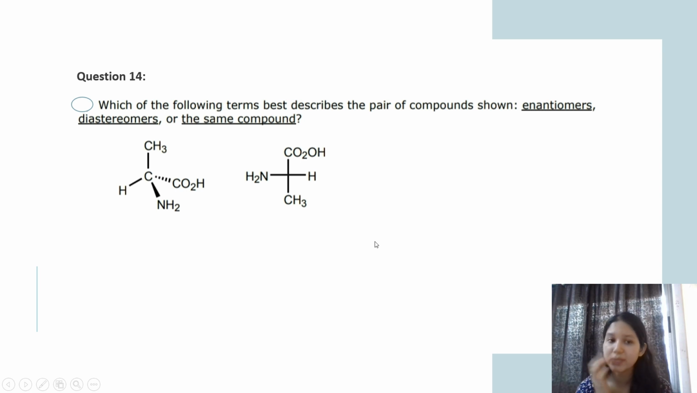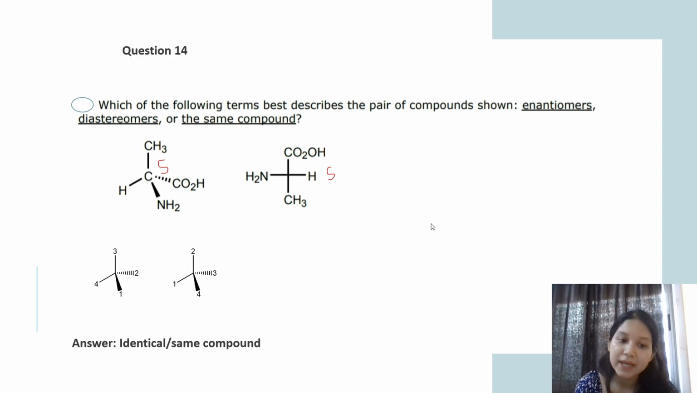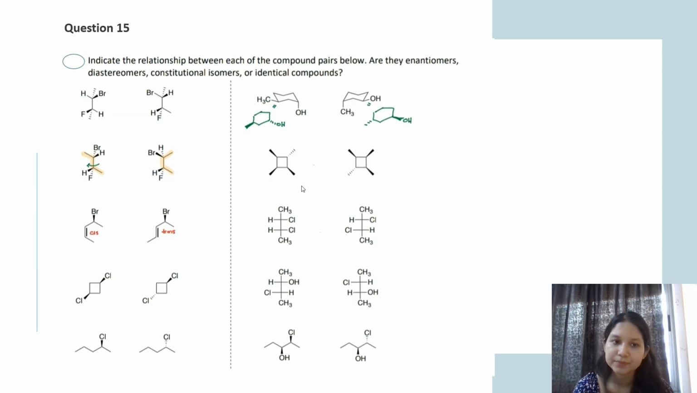In question 14, we had to describe the pair of compounds as whether these are enantiomers or diastereomers or the same compound. For that, we first assigned the asymmetric carbons present in the given molecules as R or S, and we found that both these molecules are having S configuration for the asymmetric carbon, and we termed them as the same compound.